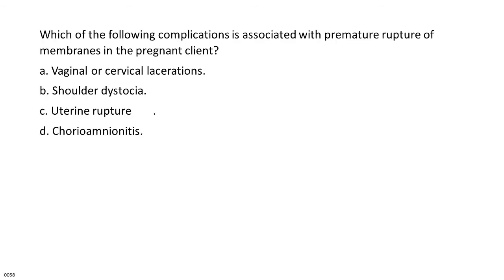Which of the following complications is associated with premature rupture of membranes in the pregnant client? A. Vaginal or cervical lacerations. B. Shoulder dystocia. C. Uterine rupture. D. Chorioamnionitis.